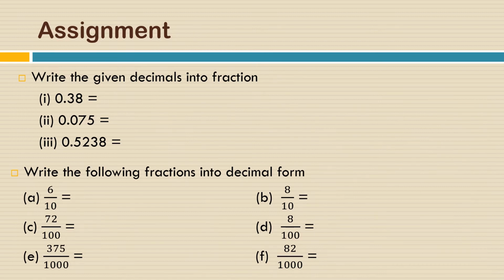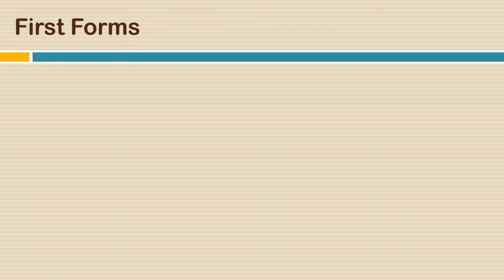Here some problems are given. Write these problems in your notebook and do the assignments. First write the given decimals in fractions, and second, fractions into decimal forms. As you have already studied how to convert a fraction with the denominator a power of 10 into decimal form.